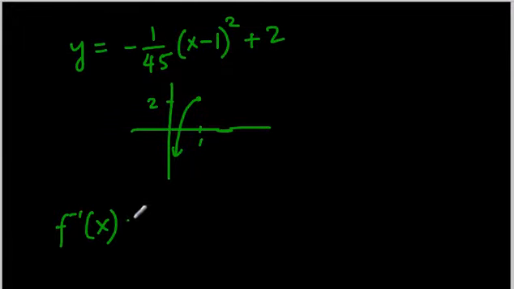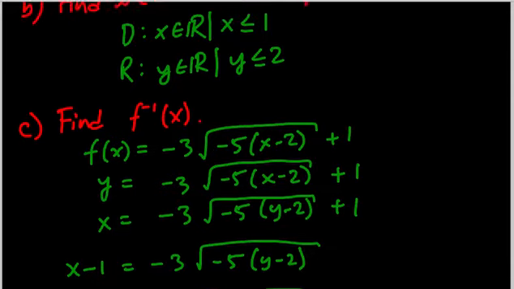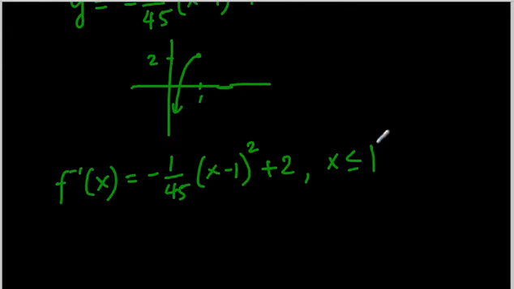In other words, my final answer, f inverse of x, is not this. It is partially this. It is -1/45 times x minus 1 squared, plus 2, but I'm going to add a domain restriction, which is x is less than or equal to 1. Without this domain restriction, you're saying that the entire thing exists. But as we've determined with part B, the entire thing does not exist. Only x less than or equal to 1 exists. So it's very important to add a domain restriction when it's necessary.